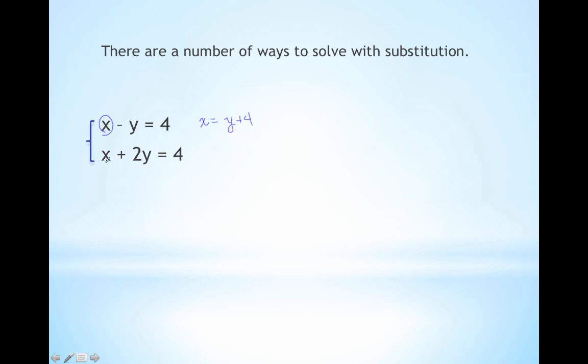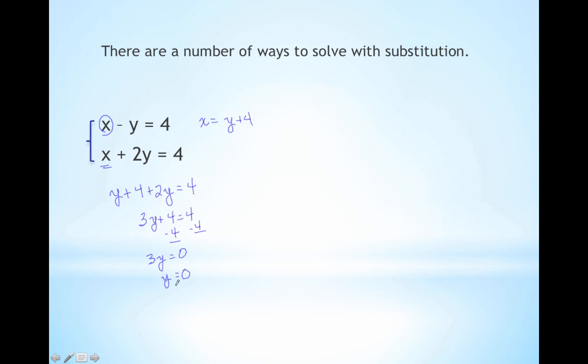Well, then in my second equation, I'm going to substitute this value into my other equation. Instead of writing x, I'm going to write y plus 4. I'll finish up my equation, and then I can solve for y. 3y plus 4 equals 4. Subtract 4 both sides. 3y equals 0, therefore y equals 0.